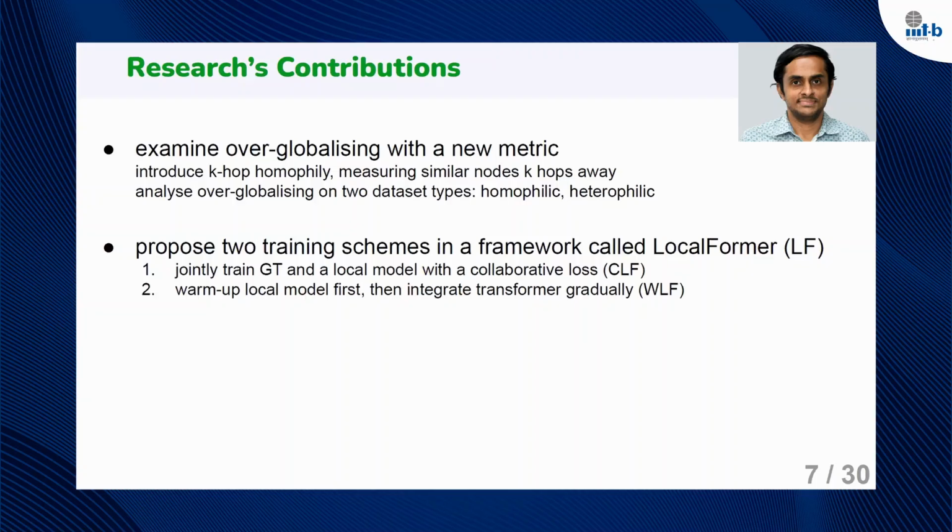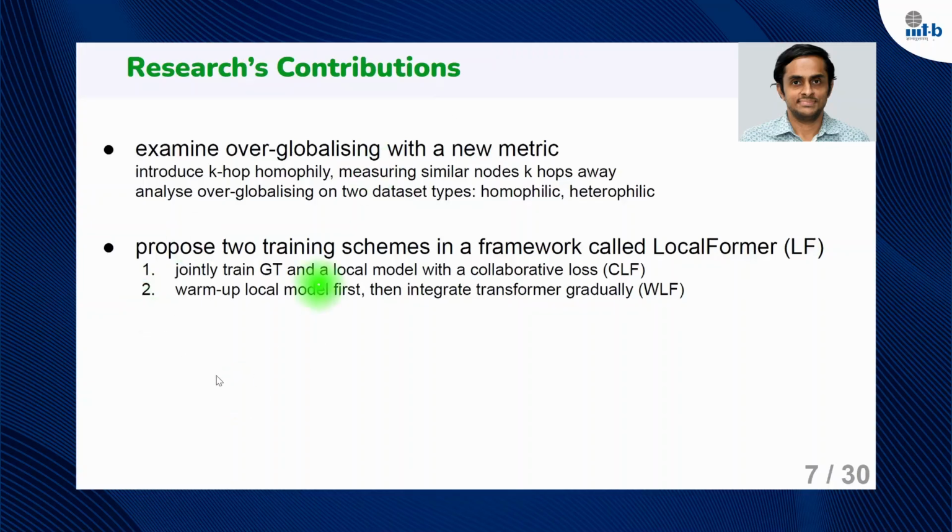And the second contribution is we propose two training schemes. We call this the LocalFormer framework. We propose two training losses in order to reduce this over-globalizing phenomenon. We jointly train a graph transformer and a local model with what we call a collaborative loss function. So this is joint training of two models.